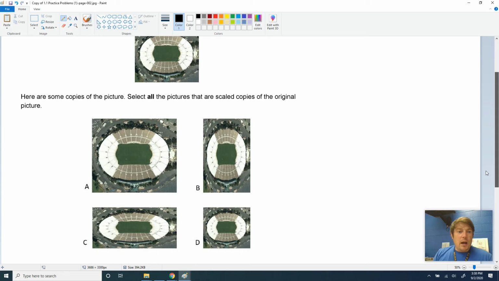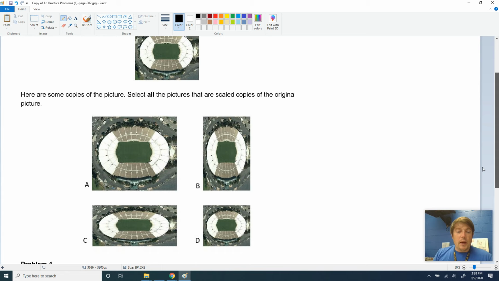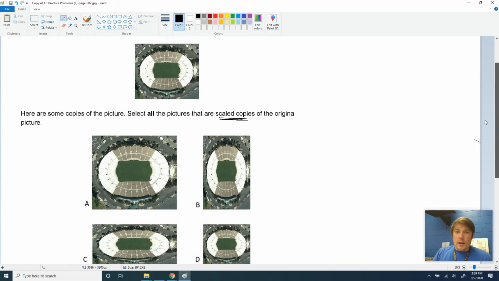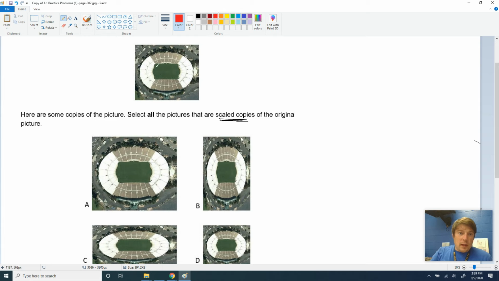And we've got some copies of the picture. Now, it wants us to select all the ones that are scaled. So remember, we're looking for same shape, but no distortion. We're not looking for any stretching. We want the same football field, okay? So the way that I focus on this is I look at the actual rectangle that is the football field.